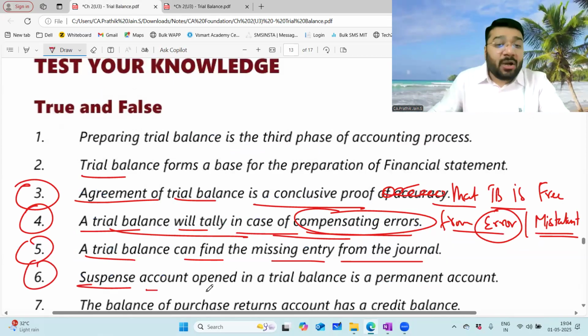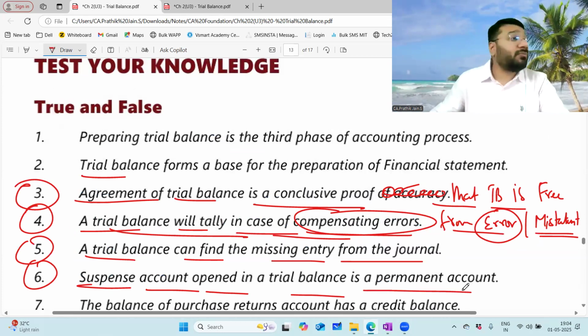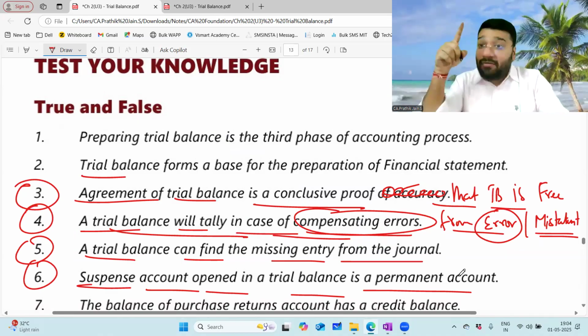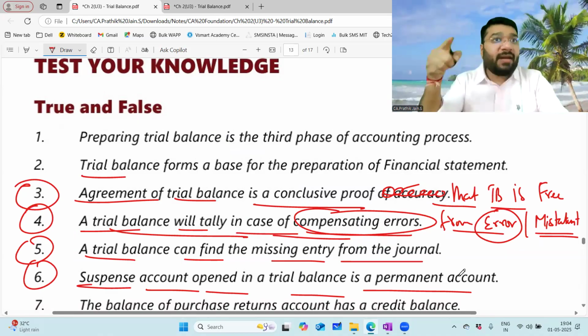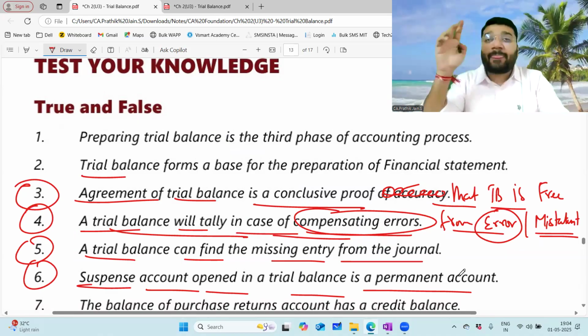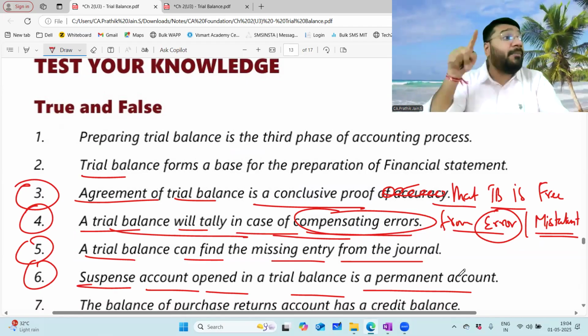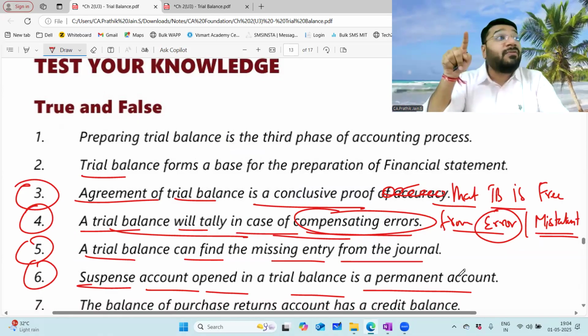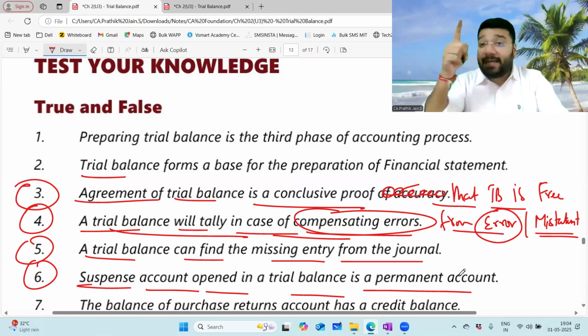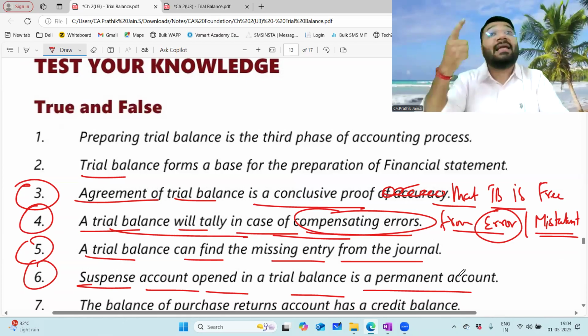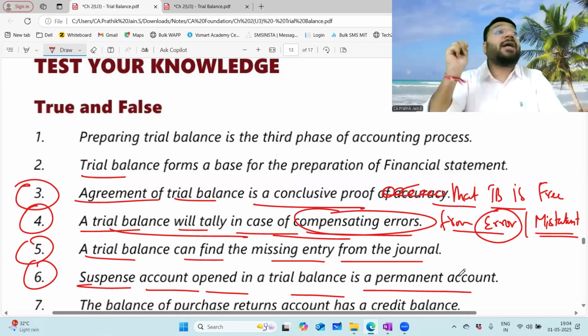Sixth, suspense account opened in the trial balance is a permanent account. I told you, suspense account you create when we try to rectify one trial balance. Luckily in that question, trial balance tallied. But I told you, sometimes the total won't tally. If you take some questions from a higher level book, there are some questions where the trial balance is not tallying even after rectification. So that difference, where do you post it?